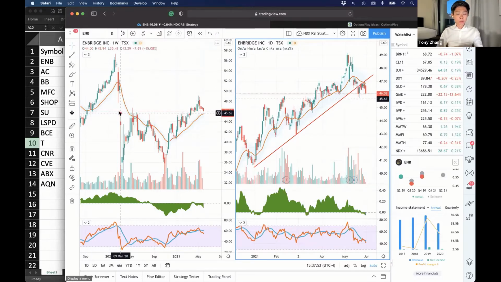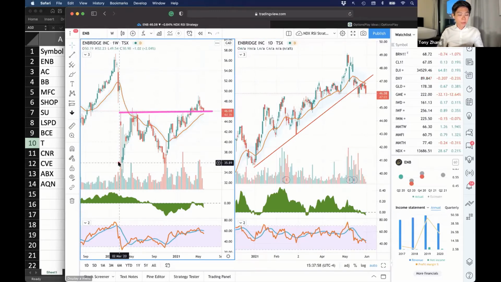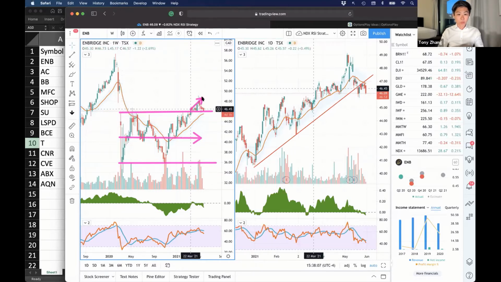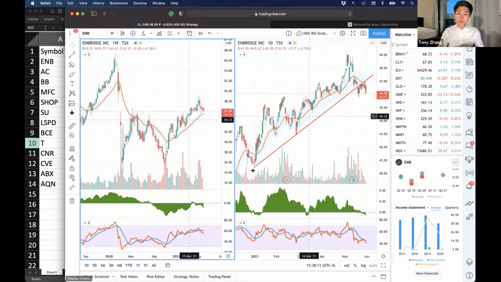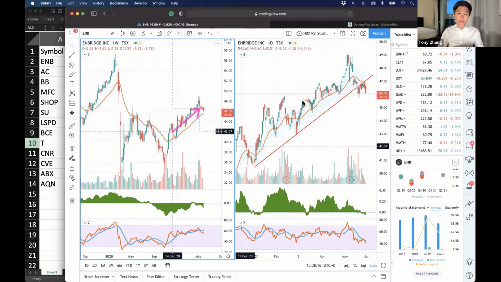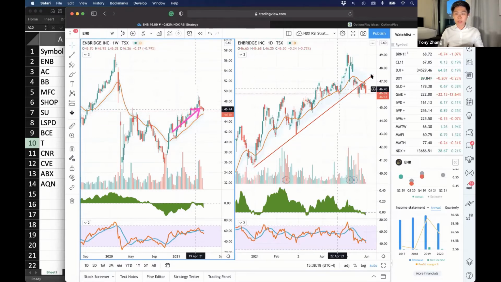Enbridge has had a fairly tough year in terms of really not progressing along with XIU. As you remember, XIU was on a straight path forward. Enbridge has largely been sideways, but recently broke out above this $46 level, coming back to retest this level as support. If we zoom in on the daily chart on the right-hand side, this uptrend is starting to look a little weaker. This is the bullish uptrend that was recently broken. It's been retested as resistance and has started to fail to the downside.